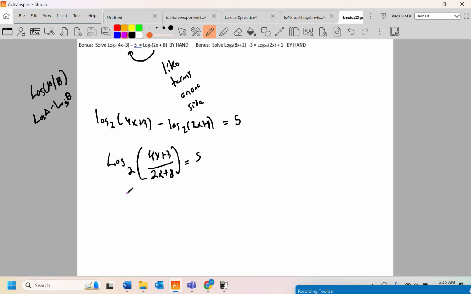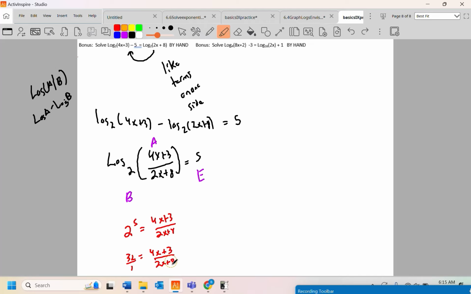I have a lonely logarithm that has a base, it has an argument, which means this must become an exponent, and I get to do good old log is b. So 2 to the 5th is equal to (4x plus 3) over (2x plus 8). 2 to the 5th is 32, and it's equal to (4x plus 3) over (2x plus 8). We'll put that 32 over 1.